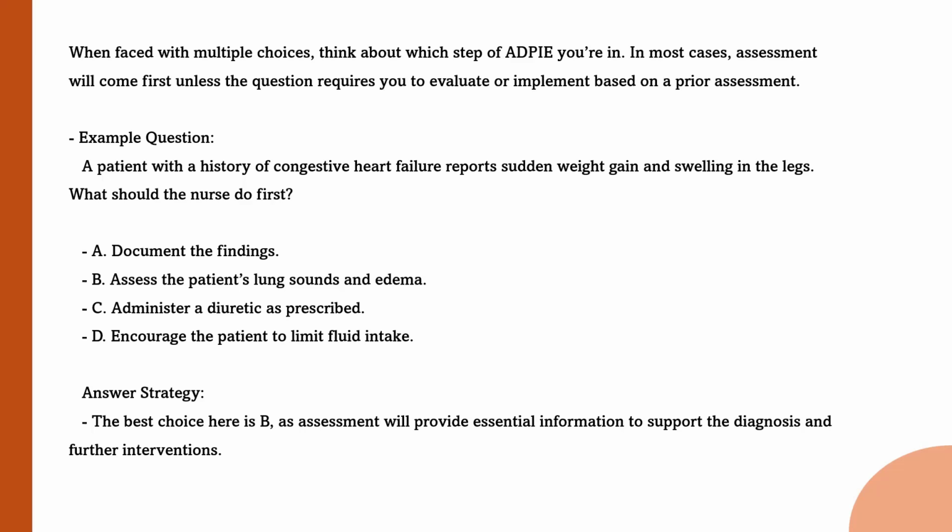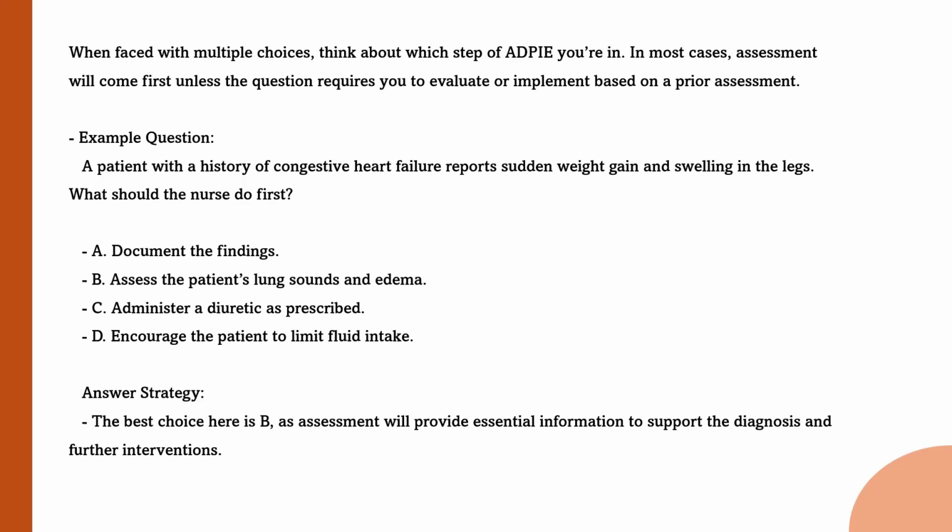for that patient, right? So here is an example question: a patient with a history of congestive heart failure reports sudden weight gain and swelling in the leg. What should the nurse do first? So ask yourself, they told you the patient is reporting weight gain and swelling in the leg. As far as I'm concerned, I'm not seeing any emergency situation right here. So I can easily decide to assess more so that I can find out if there's something I need to be worried about right now.